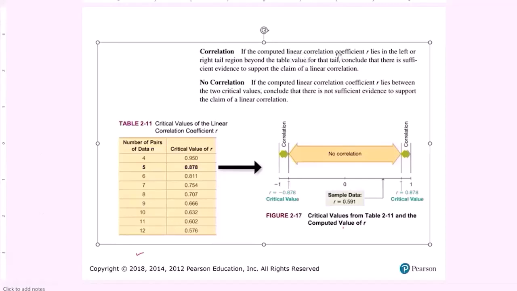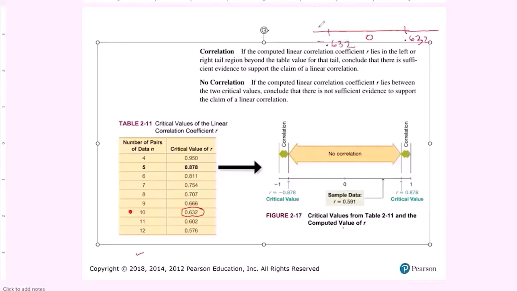If the computed linear correlation coefficient R lies in the left or right tail region beyond the table value for that tail, conclude there is sufficient evidence to support the claim of linear correlation. Let me break that down for you into English. Let's say I talk to 10 people. I have 10 pairs of data. That means I have a critical value for my R of 0.632. And here we have negative 0.632.